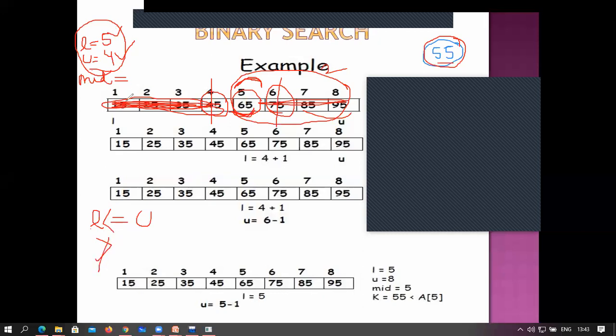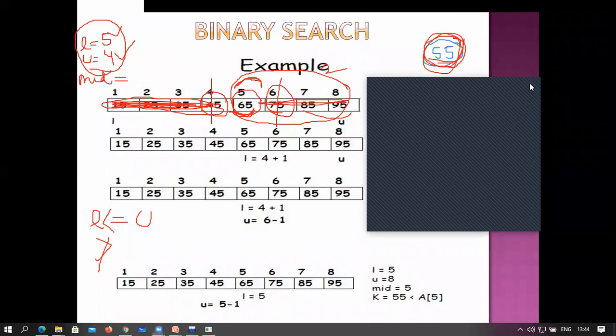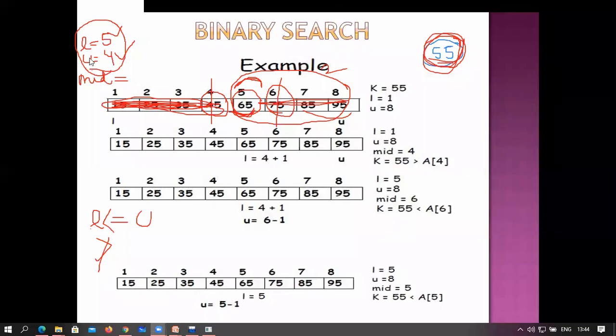Okay, but over here what we are getting is that the lower bound is greater than the upper bound. So this is not possible. If it is not possible, that means you can say 55 is not present in my array. Is it clear? Yes, ma'am. Yes, all others, beta, all other students, is it clear? Yes, ma'am.